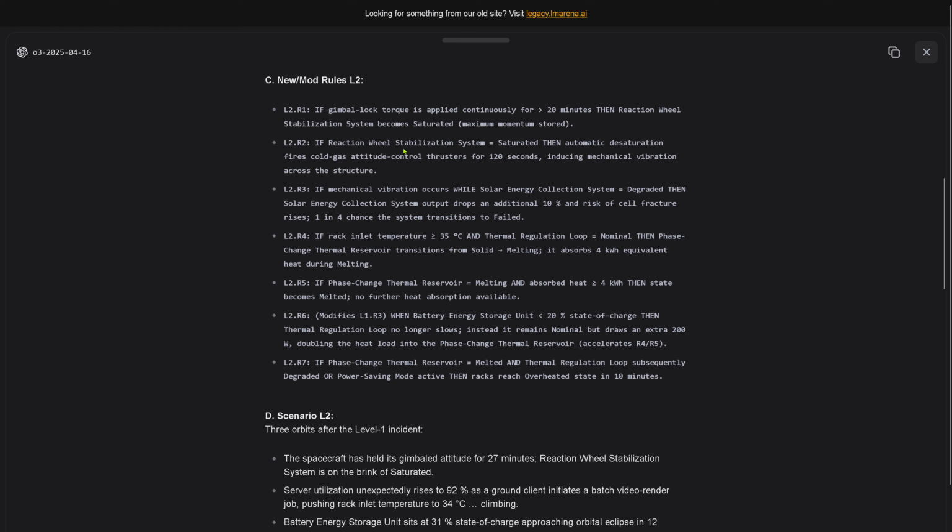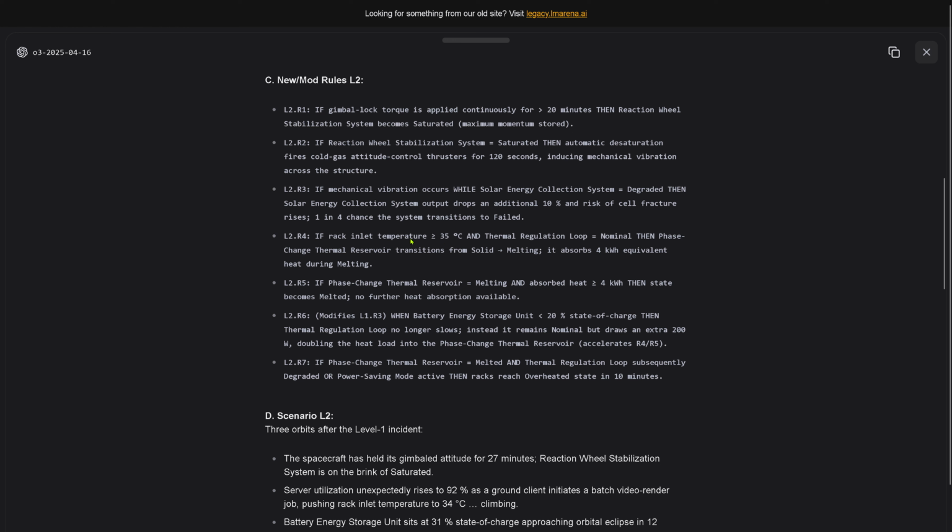Rule 2, if the reaction wheel stabilization system is saturated, then the automatic desaturation fires here cold gas, attitude controlled thruster for 120 seconds, including mechanical vibration across the structures. We have now a mechanical stress factor given here our computer X. Rule 3, if the mechanical vibration occurs while the solar energy collection system is degraded, then the collection system output drops an additional 10% and risk of cell fracture rises, 1 in 4 chance the system transition to failed.